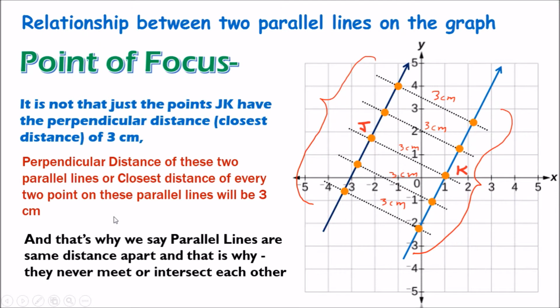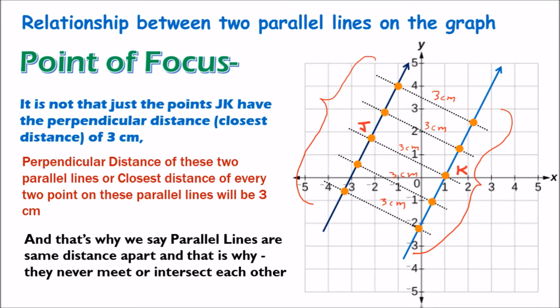And that is exactly why we say that parallel lines are two lines which are the same distance apart. And this is also a reason why they never meet or intersect each other. They never meet or intersect because they are placed the same distance apart. And by same distance apart, we mean the perpendicular distance of these two lines.